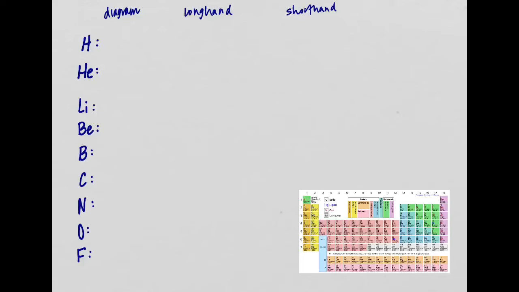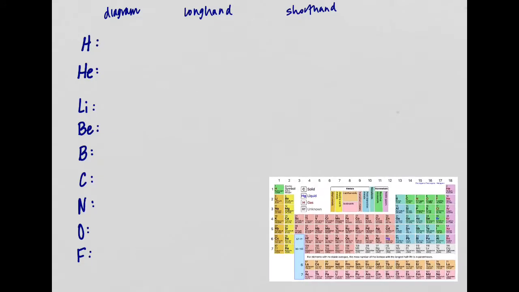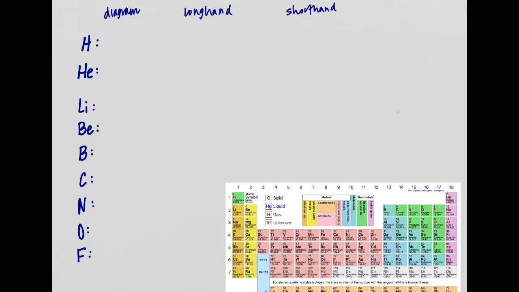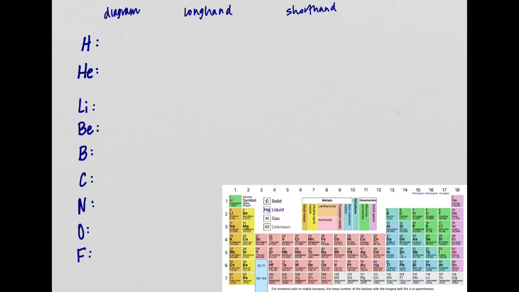Hydrogen is number 1 here on the periodic table. I know that's tiny, but I need room. I can make it a little bigger for right now. We only really need the top, we don't need the bottom. So hydrogen is number 1 here, which means it has 1 electron. The purpose of the electron configuration is to say where exactly in space around the nucleus this electron exists.